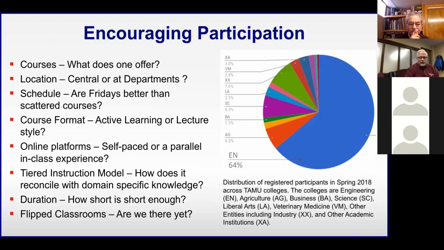Since Texas A&M is primarily an engineering school, that's not surprising, but we are interested in supporting both the School of Science and the Ag school since we are a land grant kind of institution. The kind of questions that we need to answer to do a good job are things like, what do we want to offer? Where is the best place to do that? Do we want to have a central site, or do we want to go out into the departments and meet people where they live?